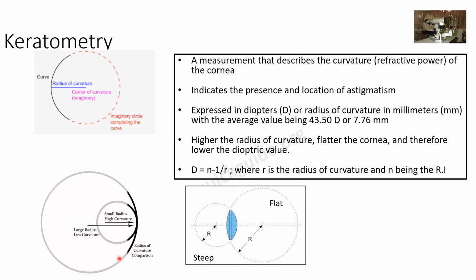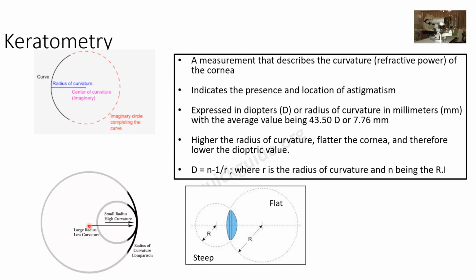Let us see this image. Here there are two circles, one a bigger circle, the other a smaller circle. Of which circle will the radius of curvature be more? Well, definitely the radius of curvature will be more in the bigger circle, right?